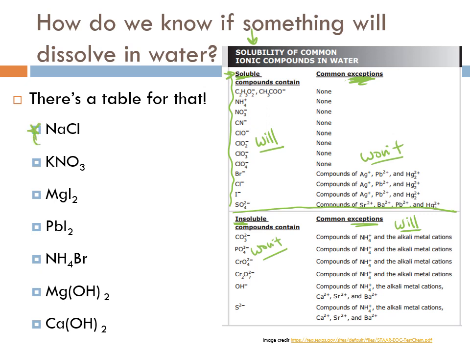Here's sodium chloride. So let's see if we can find sodium chloride. I see chloride is here. So I don't need to worry about sodium. I can find one piece of it. Chloride is here. So chloride will dissolve except if it's bound to silver, lead, or mercury. This is not silver, lead, or mercury, so this is a will dissolve.